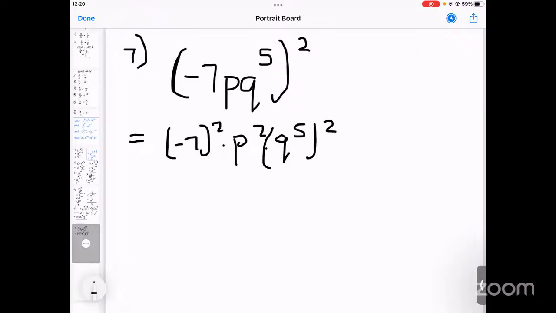And that gives you negative 7 to the power of 2 equals 49, times p to the power of 2 times q to the power of 10, and that gives you 49 p to the power of 2 and q to the power of 10.